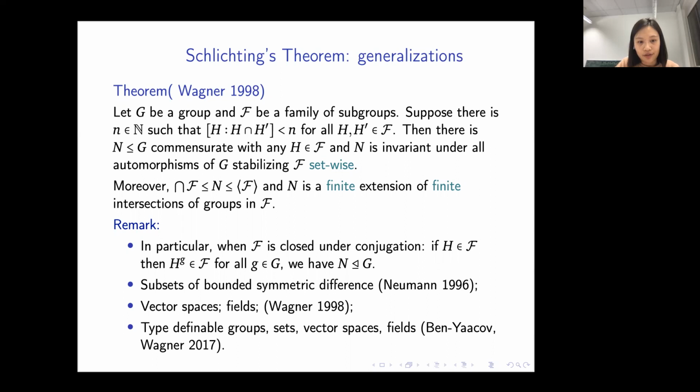And it was generalized by Neumann to subsets of bounded symmetric difference, and in the same paper by Wagner to vector spaces and fields. And more recently, it was generalized by Bauderon and Wagner to a much wider context, to type-definable group sets, vector spaces, and fields. So this phenomenon is more like a fixed point theorem in some systems or in some lattices.